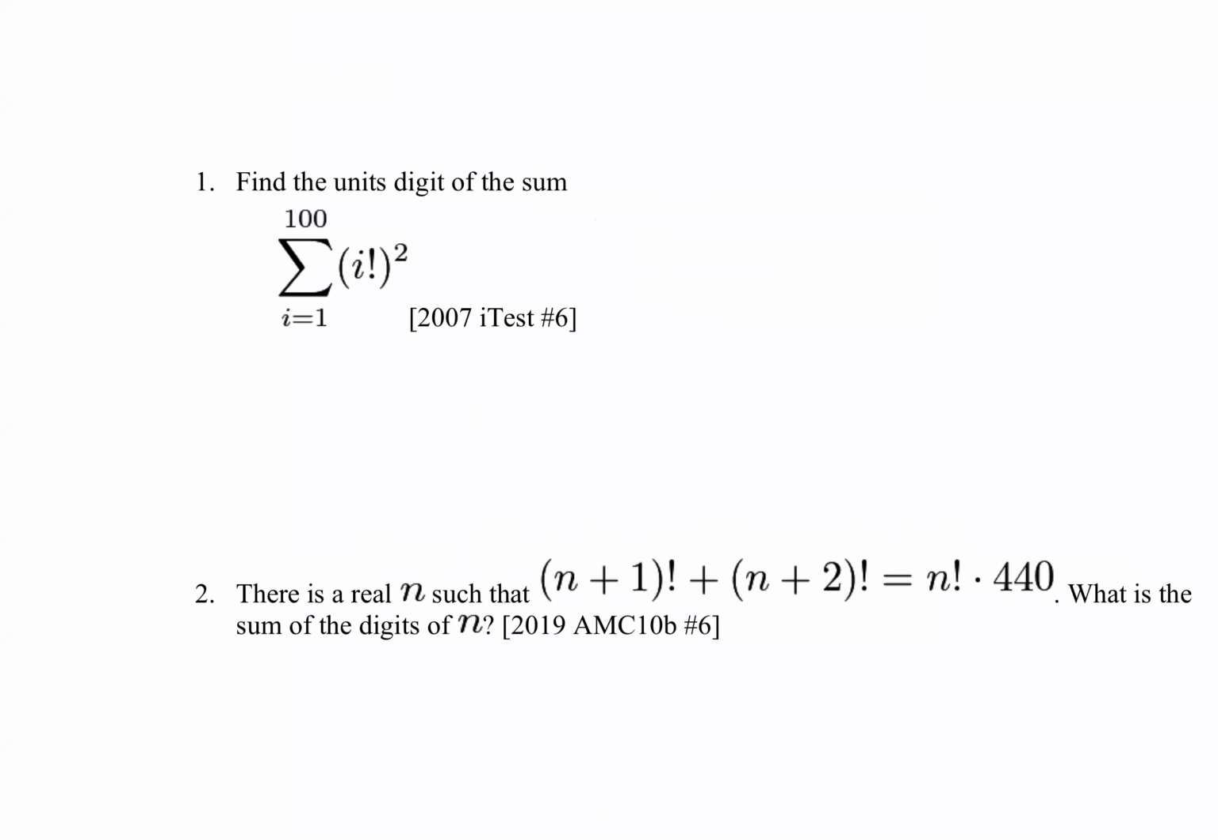Assuming you all know what a factorial is, we did a question with factorials last week. But if you don't know what a factorial is, we have that n factorial equals n times n minus 1 times n minus 2 all the way to 1, right? So it's just the product of all of these numbers. I'll let you read this problem for a couple seconds and then we can go over it.